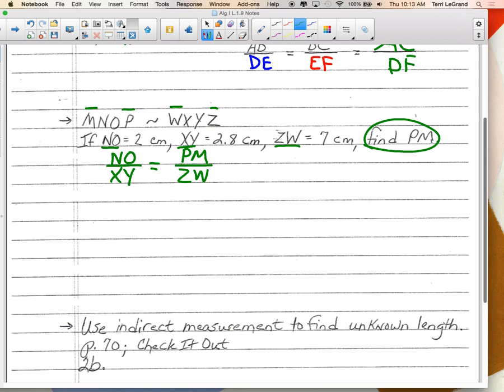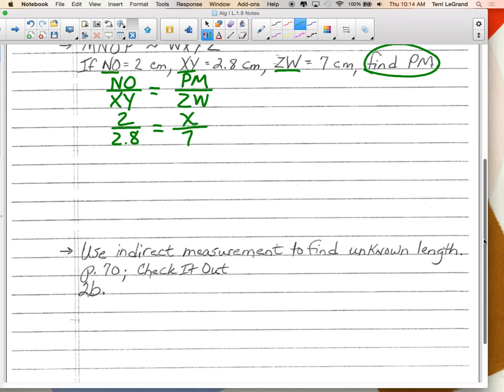Because now we're going to start subbing in. We're going to put 2 in for length of line segment NO. We're going to put in 2.8 for length of line segment XY. We don't know PM, so we'll call it X. And length ZW is 7. So now we can solve that proportion. How long is line segment PM?